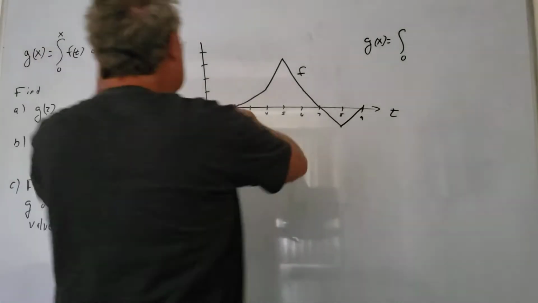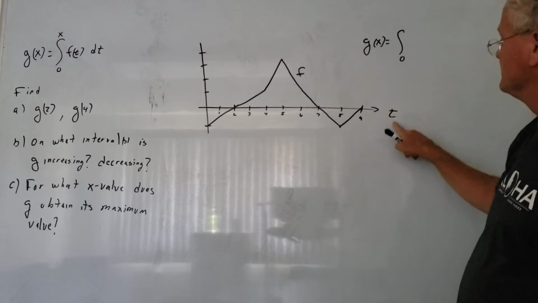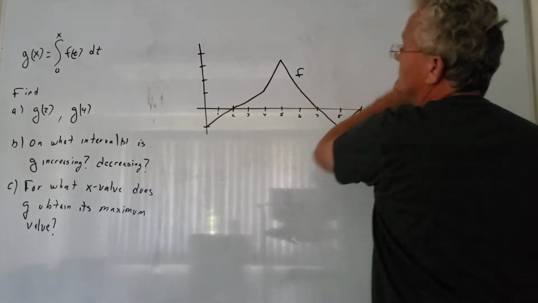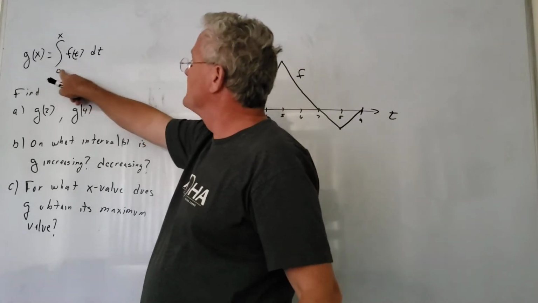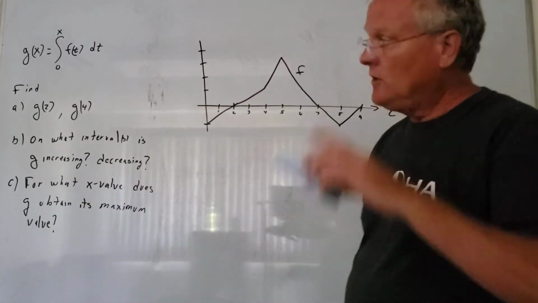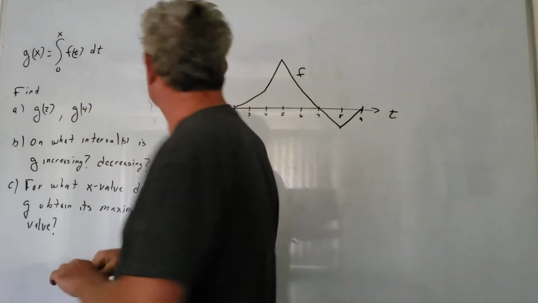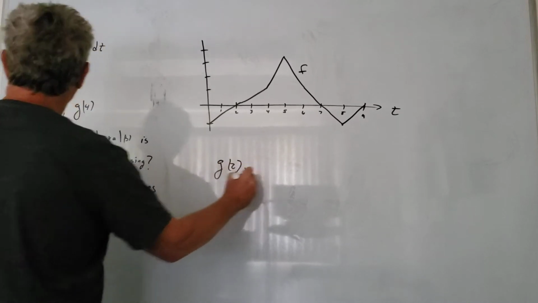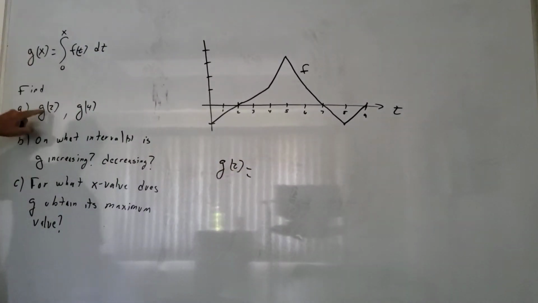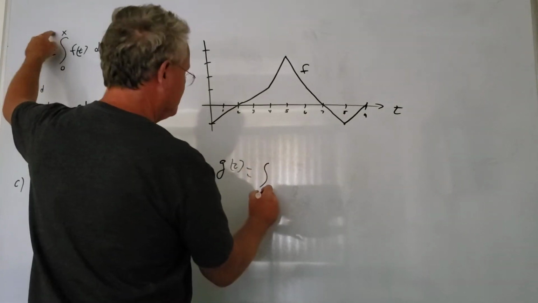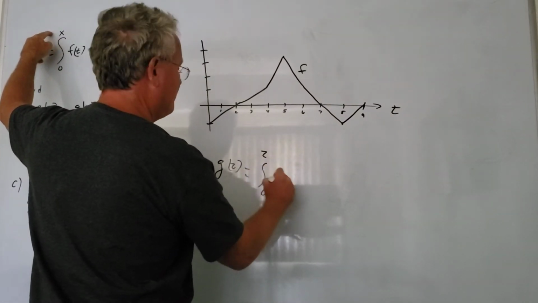All right, so we're given a graph of f here. F is a function of t, and g is defined to be the integral from 0 to x of this function f. So what is g of 2? Well, g of 2, this is really g of x, so x is 2. So it's the integral from 0 to 2 of f of t.